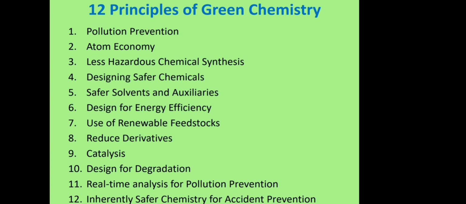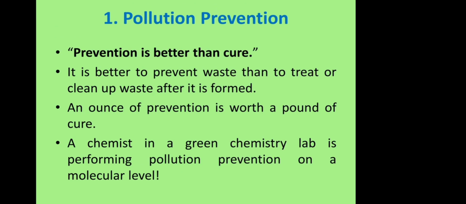And the first one, we have pollution prevention. Let me talk about it. Prevention is better than cure. In pollution prevention, it is better to prevent waste than to treat or clean up waste after it is formed. An ounce of prevention is worth a pound of cure. A chemist in a green chemistry lab is performing pollution prevention on a molecular level.